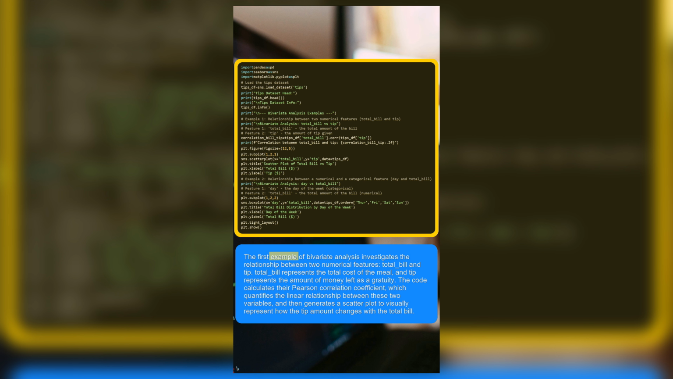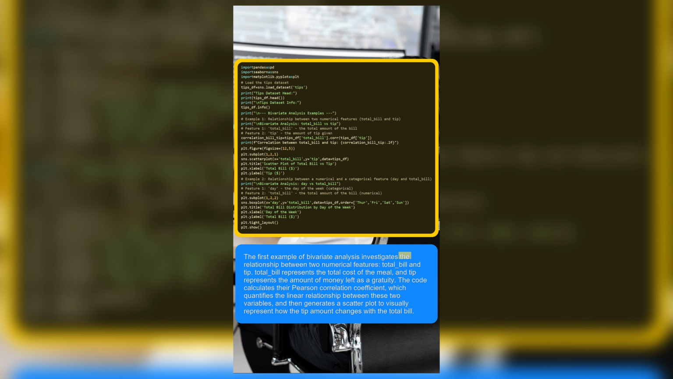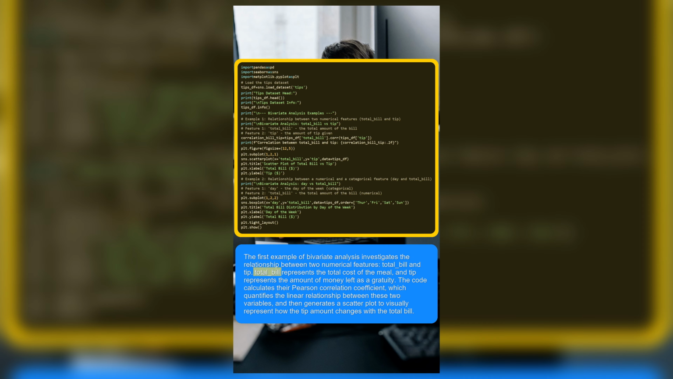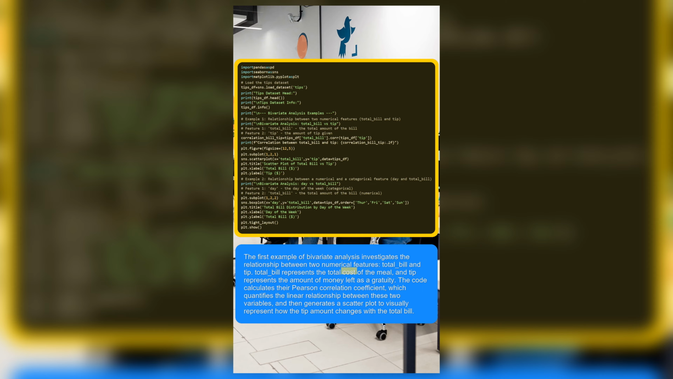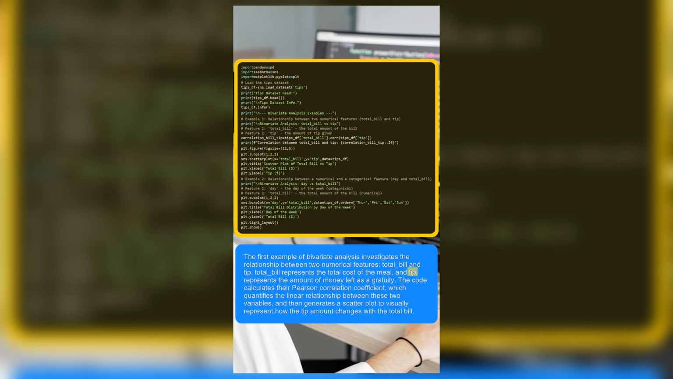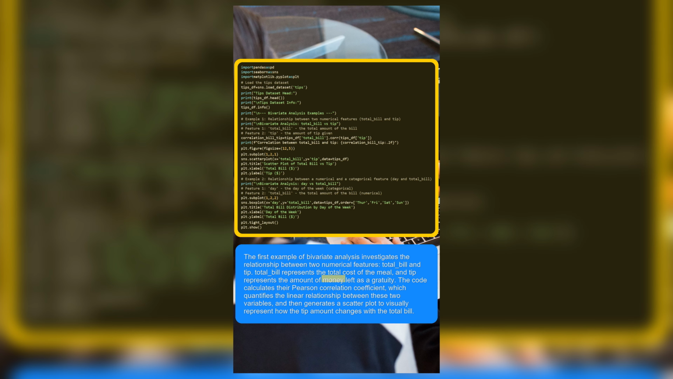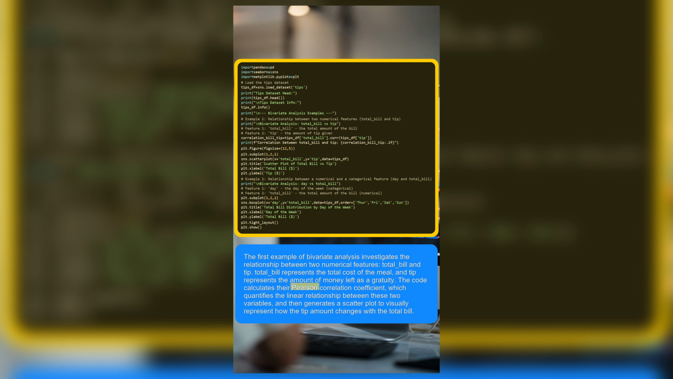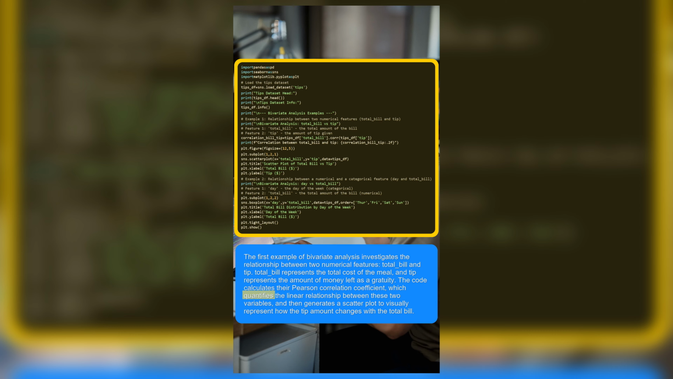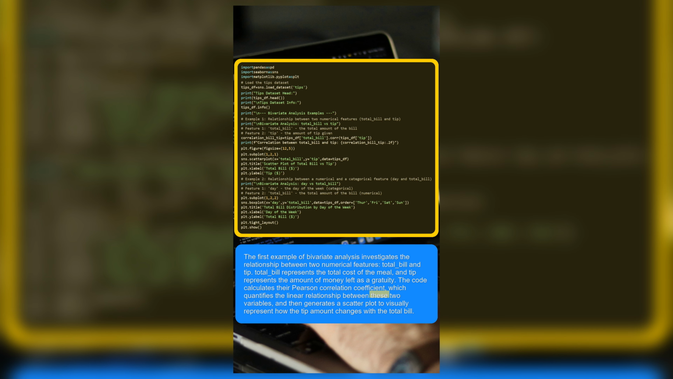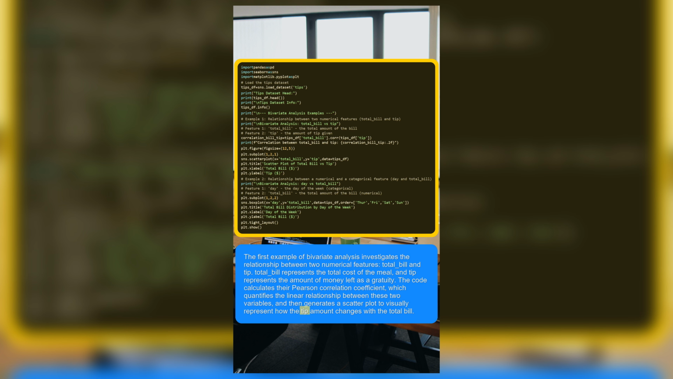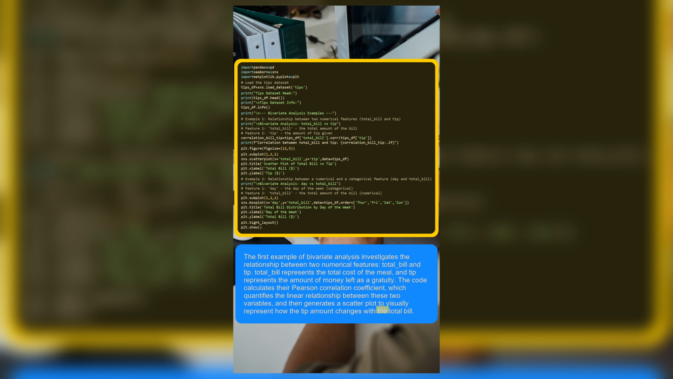The first example of bivariate analysis investigates the relationship between two numerical features, total_bill and tip. Total_bill represents the total cost of the meal, and tip represents the amount of money left as a gratuity. The code calculates their Pearson correlation coefficient, which quantifies the linear relationship between these two variables, and then generates a scatter plot to visually represent how the tip amount changes with the total bill.